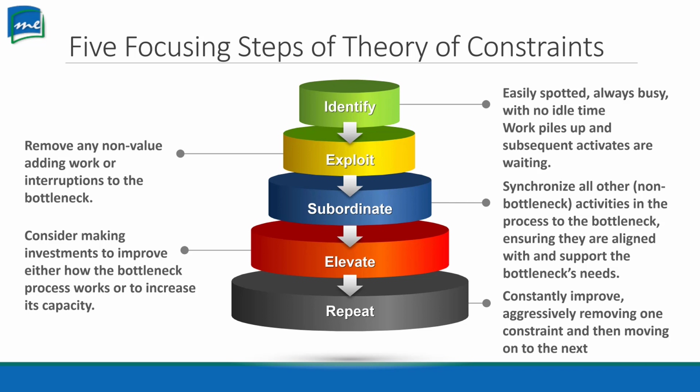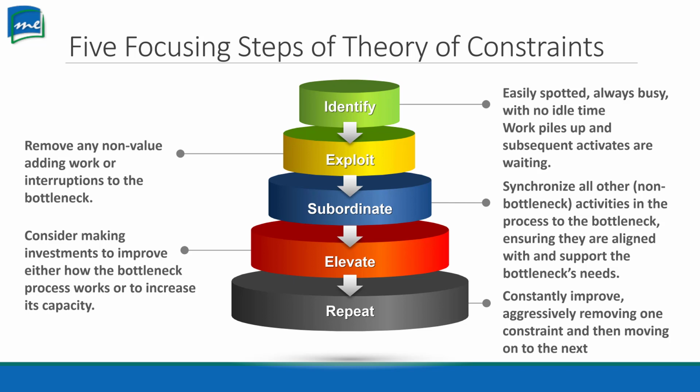Well, we need to exploit. We need to remove any non-value-added work or interruptions to the bottleneck. So if the person is doing something that can possibly be done somewhere else, or that the worker should not be doing, we need to get rid of that. So we need to subordinate other activities. For example, if the worker is doing A, B, and C, but they're throwing in D, well, maybe D needs to be moved on to somewhere else. So we need to move these activities away from the bottleneck.